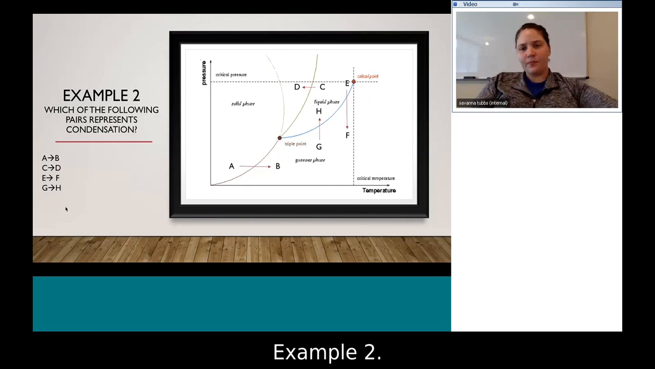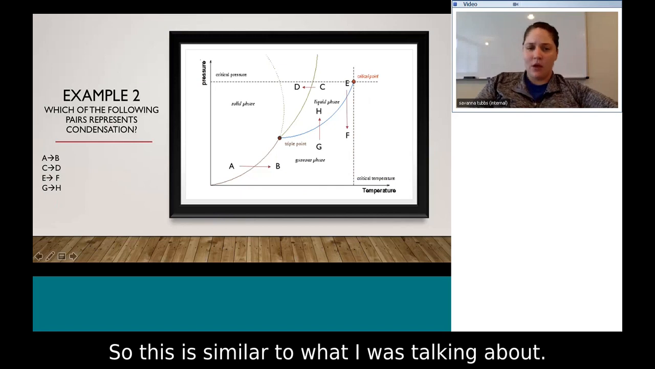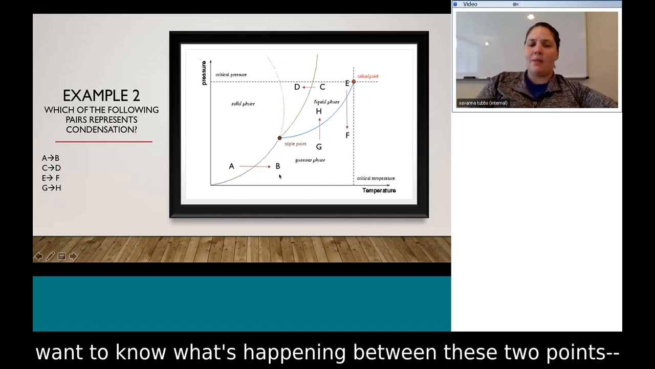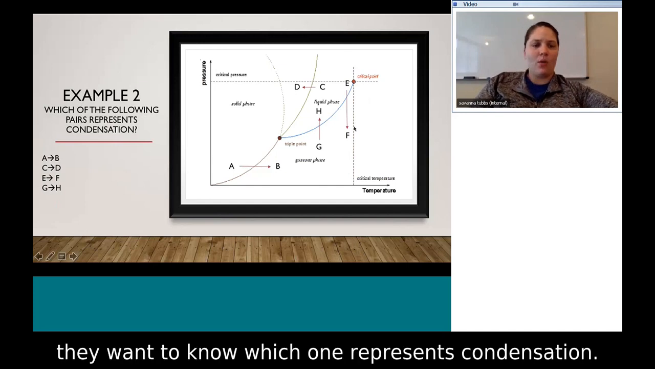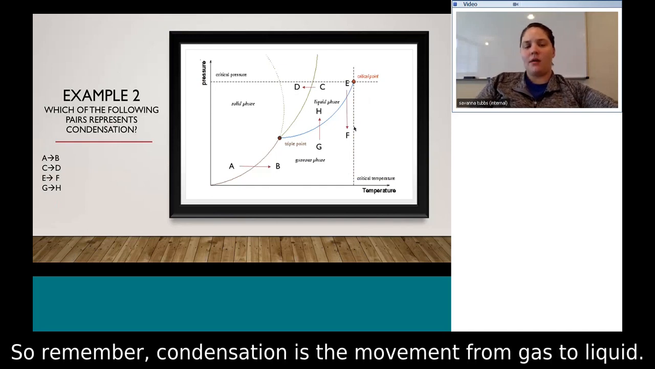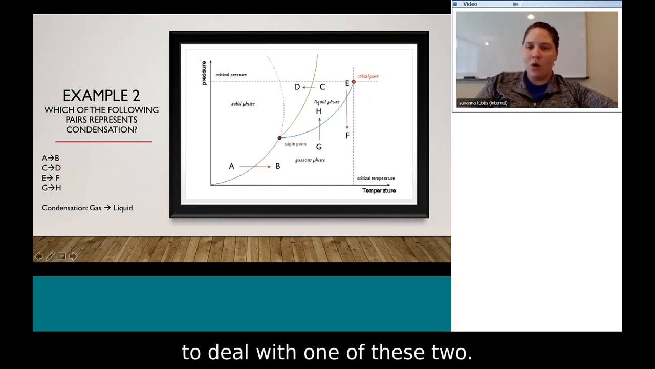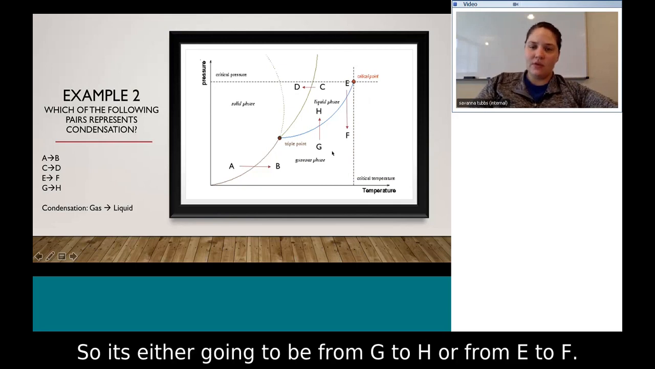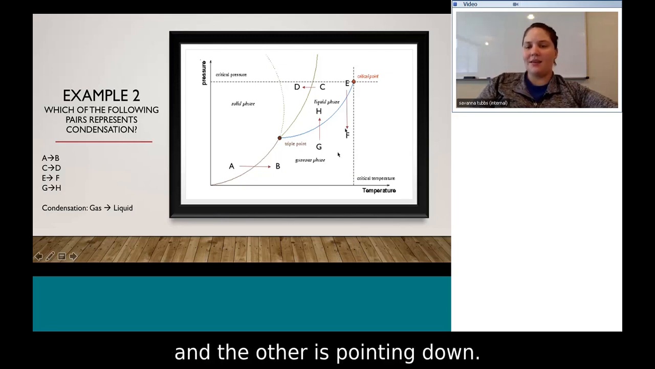Example 2. This one looks slightly different. This is similar to what I was talking about. If they give you a line and they want to know what's happening between these 2 points, you have a bunch of different ones, they want to know which one represents condensation. Remember, condensation is the movement from gas to liquid. So we know that we're going to have to deal with one of these two. It's either going to be from G to H or from E to F. The main difference is one is pointing up and the other is pointing down.